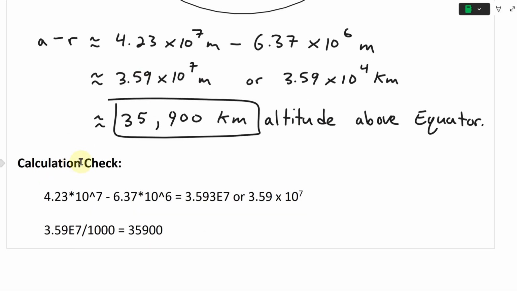All right, and now let's do a quick calculation check. So basically, 4.23 times 10 to the power of 7 is this part right here, minus 6.37 times 10 to the power of 6, and then use the built-in OneNote calculator. Equals 3.593, or 3.59 rounded down, times 10 to the power of 7. Then divided by 1,000, you get kilometers. We just put that in, divided by 1,000, equals that, and just put a space here like that.